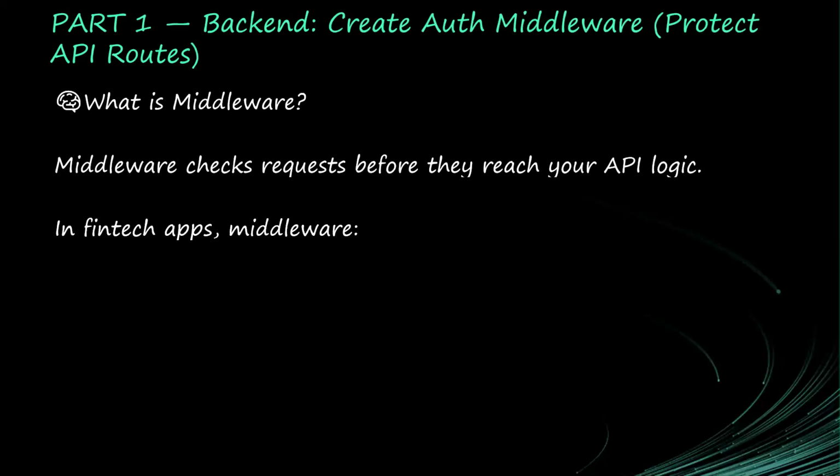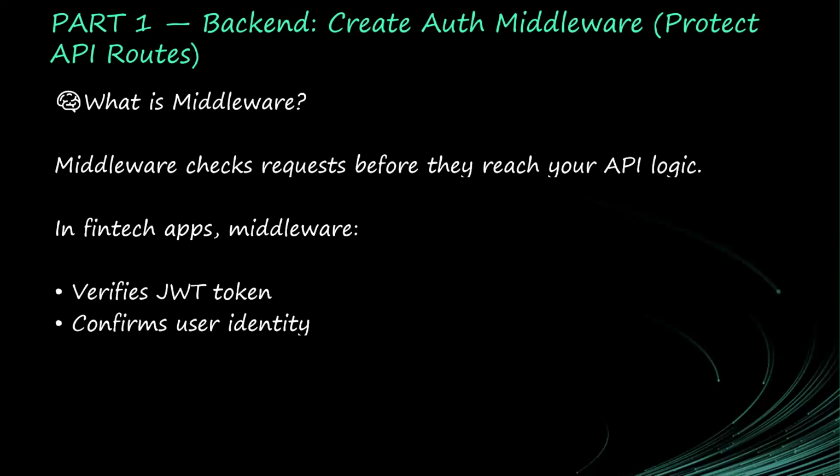So in fintech apps, middleware verifies the JWT token, because we're expecting the front end to give us the JWT token. We also confirm the user's identity with the middleware. These are the things middleware can do for you. You can write a middleware that confirms the user's identity before they have access to the endpoint. It will block unauthorized access. You're going to see it play right now.